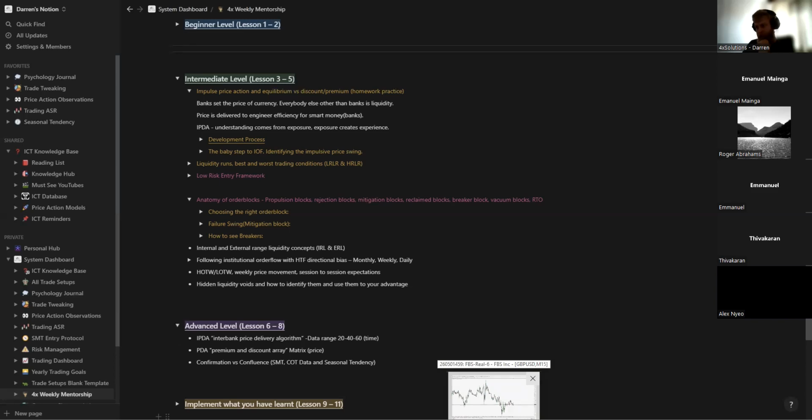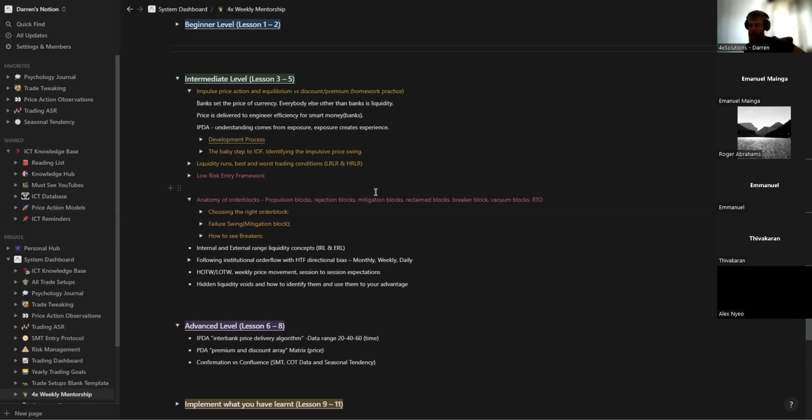Because when we consider the HRLR and the LRLR, what's the difference? Because I see on the chat group some of you just marking up the chart with the LRLR and not with the HRLR. Okay, it's a good question, Emmanuel.